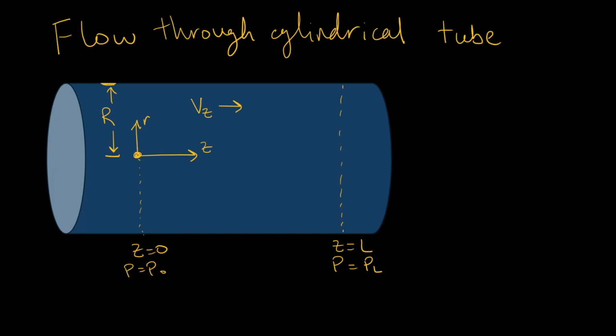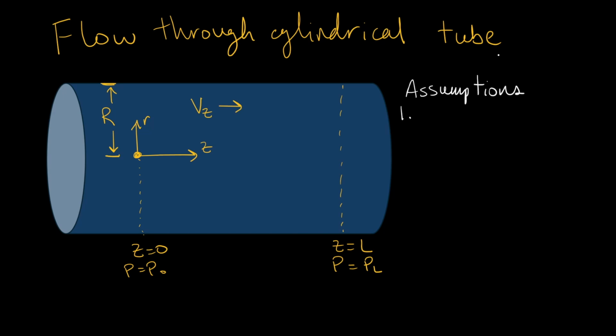Hello, in this video we're going to look at flow through a cylindrical tube. So we have this cylindrical tube shown here, the radius of r, and we're going to look at what is the flow in the z direction, this velocity in the z direction, caused by a pressure difference. There's a pressure P0 at z equals 0 over here, and a pressure PL at z equals L. So to solve this problem, we're going to make a few assumptions.